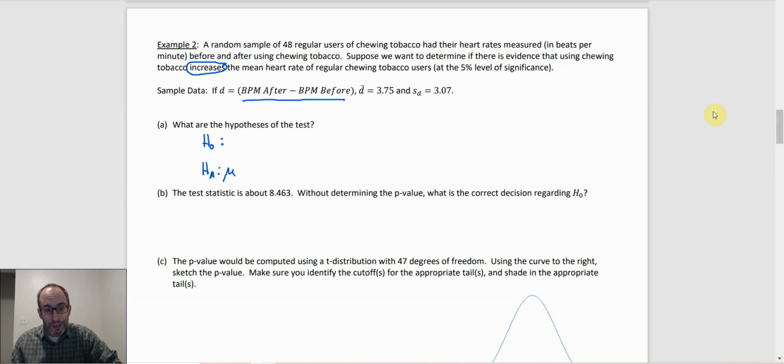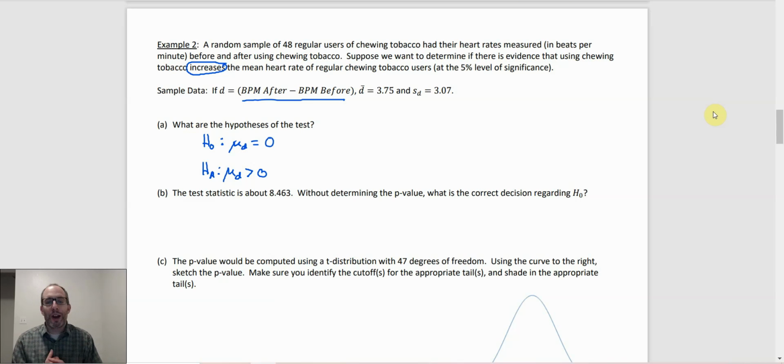So then for the alternative, we're looking for evidence of the mean difference being positive, right? Population mean difference mu sub d being greater than 0. And then the null would just be no difference. So mu sub d equals 0. The test statistic, as it turns out, is absolutely enormous.